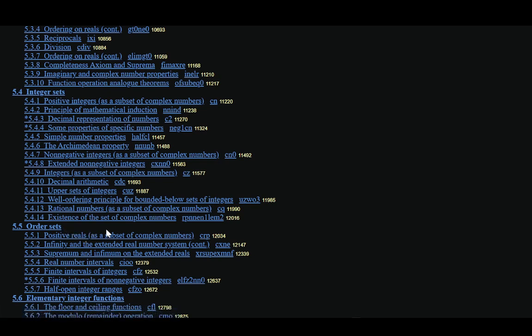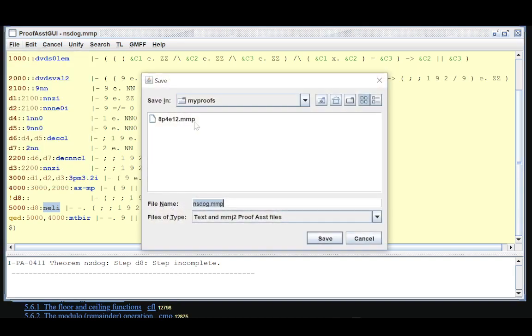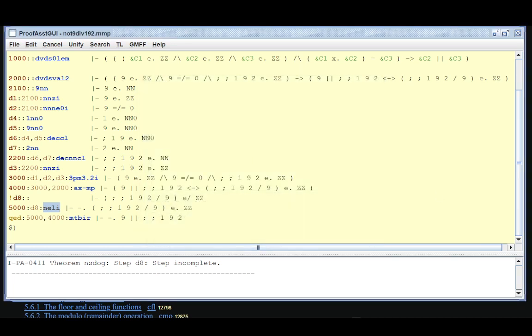Okay, I am going to call it there. I am completely stuck. But what I will do is save the proof as, what should we call it, not 9 divides 192, and we can come back to it.